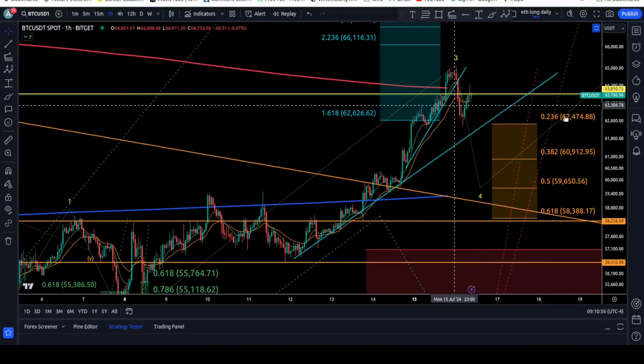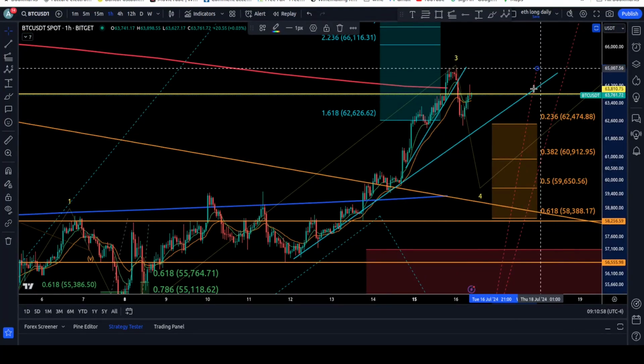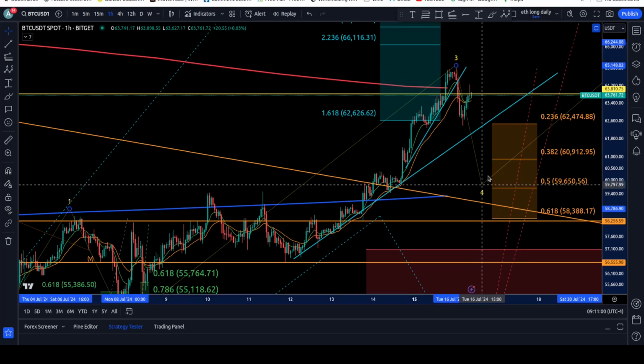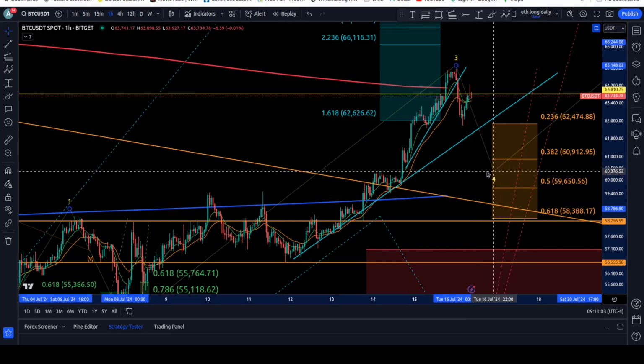So now, yeah, I did adjust it. And this should be the area where this fourth wave should go.